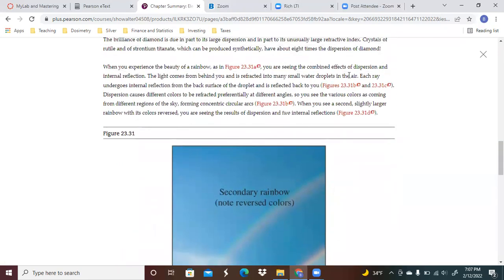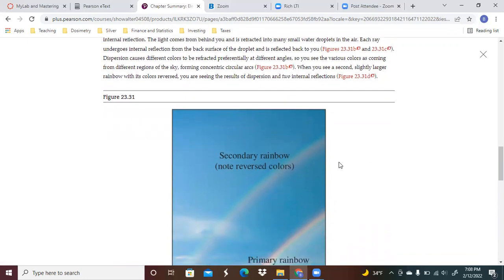So when you look at a rainbow, you're seeing the combined effects of dispersion and of internal reflection. The light comes from behind you and is refracted into many small water droplets in the air. Each ray undergoes internal reflection from the back surface of the droplet and is reflected back to you. The dispersion causes different colors to be refracted preferentially at different angles. So you can see the various colors as coming in from different regions of the sky, forming concentric circular arcs. When you see a second, slightly larger rainbow with its colors reversed, you are seeing the results of dispersion and 2 internal reflections.